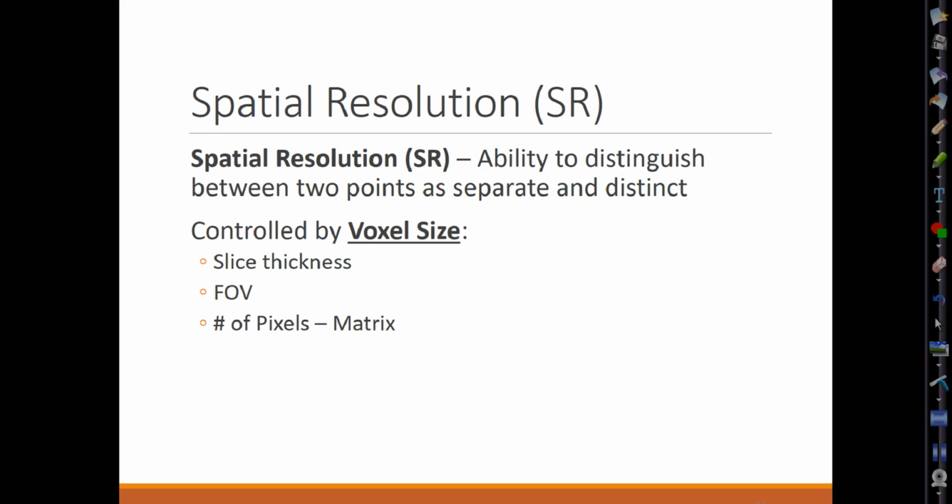All right, and our last little bit we need to cover is spatial resolution. Spatial resolution, by definition, is the ability to distinguish between two points as separate and distinct. Our spatial resolution is controlled by our voxel size. And your voxel size can change by changing your slice thickness, your field of view, or your matrix. Those are the only three things that can change your voxel size, so those are the three things that are going to affect your spatial resolution.